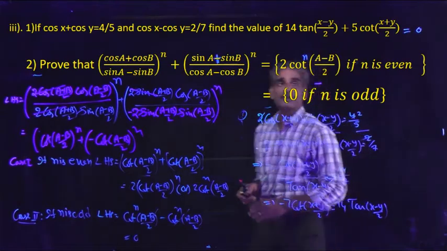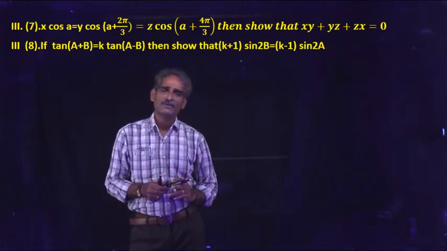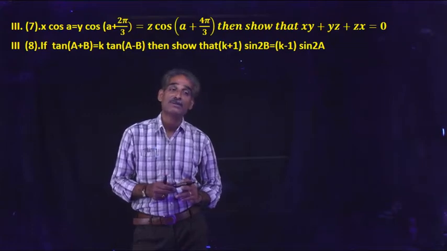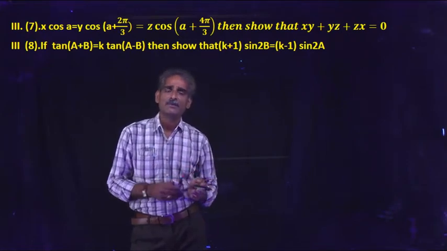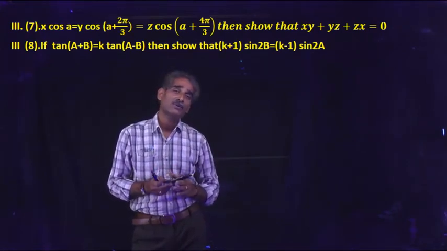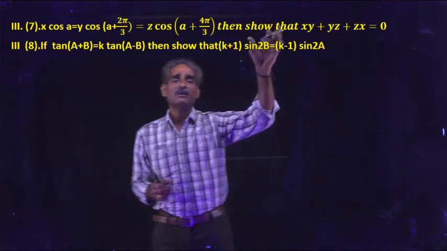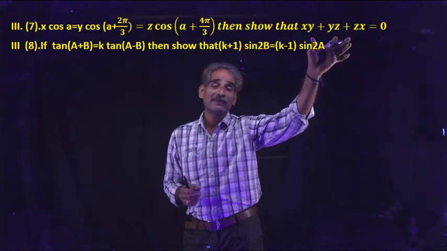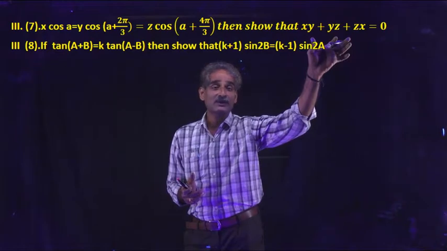Okay, right. See, one more problem. The first problem: x into cos a is equal to y into cos of (a plus 2 pi/3) is equal to z into cos of (a plus 4 pi/3). So there is a relation between x, y, z, but we have to show that xy plus yz plus zx equals 0. Here, xy plus yz plus zx equal to 0 is nothing but xyz into (1/x plus 1/y plus 1/z) equal to 0, which implies xy plus yz plus zx equal to 0.